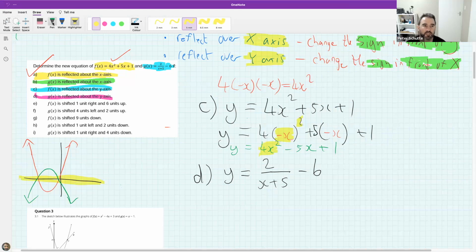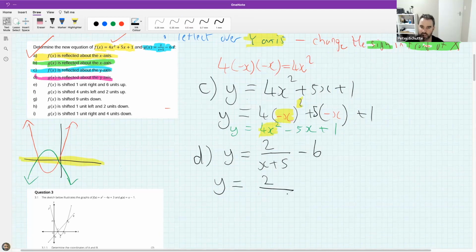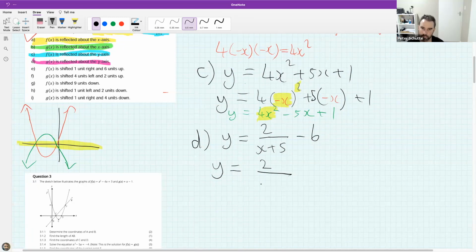What do we think we're going to get for this? So reflecting over the y-axis, I should really just change this to be minus x plus 5 minus 6. Okay, now I can see in the chat people are getting this right fantastically well, and that's perfect.